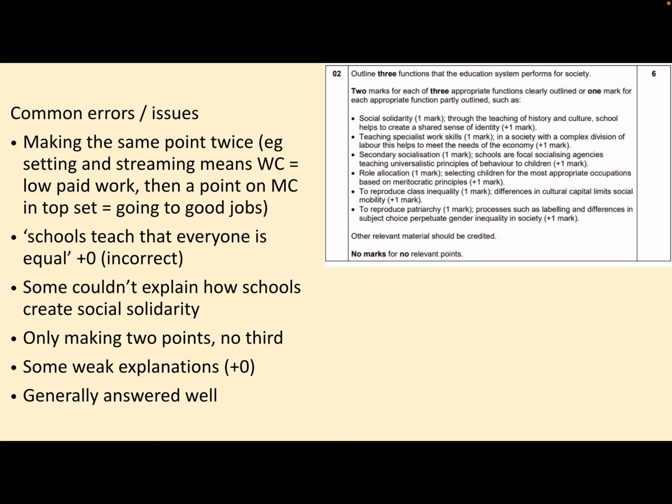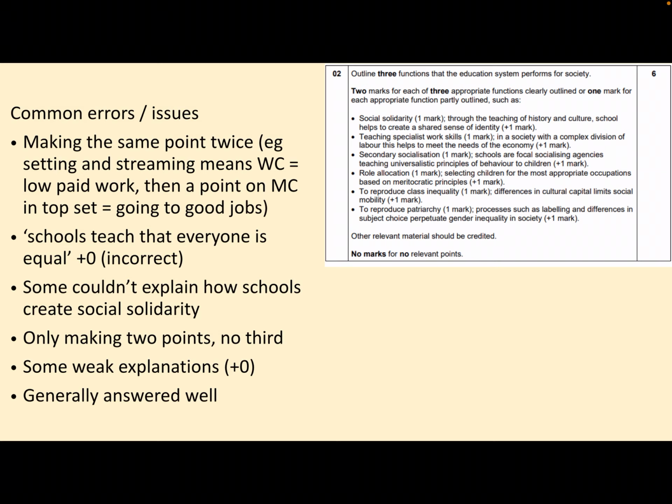A point on reproducing class inequality, and there are different explanations for that. Again, you talked about differences in cultural capital, which means that certain students, middle class students, will do better than working class. Differences in economic capital will also do the same. Talk about teacher labelling against the working class being put in lower sets. All of those lead to the reproduction of class inequality. So again, that explanation needs to be there for the additional mark.